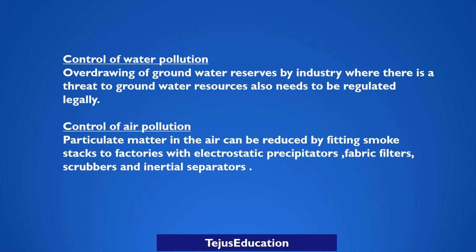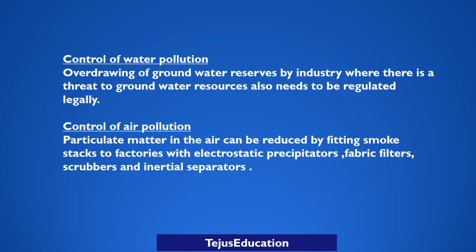How to control water pollution and how to control air pollution. Overdrawing of groundwater reserves by industry where there is the threat to groundwater resource needs to be regulated legally. Punjab, Haryana, we see there is groundwater shortage because they're using high voltage pumps to draw groundwater.